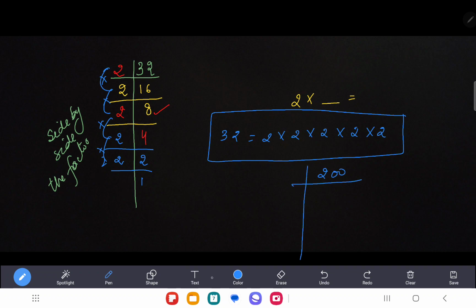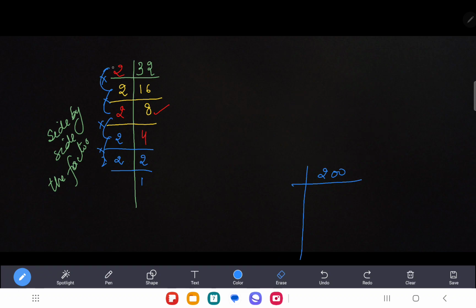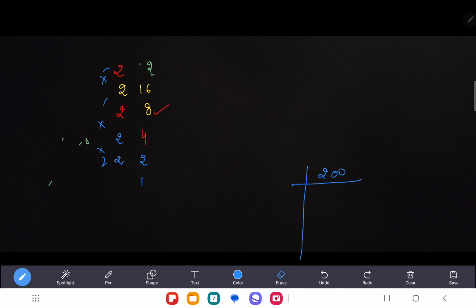Think of a number, Adam, the smallest possible number which can divide 200. You have to think. This is a very important topic. Apart from 1, 2. Then what should I write down? 2 times what should give me 200, Adam? 2 times 20? No. 2 times 1 is 2.